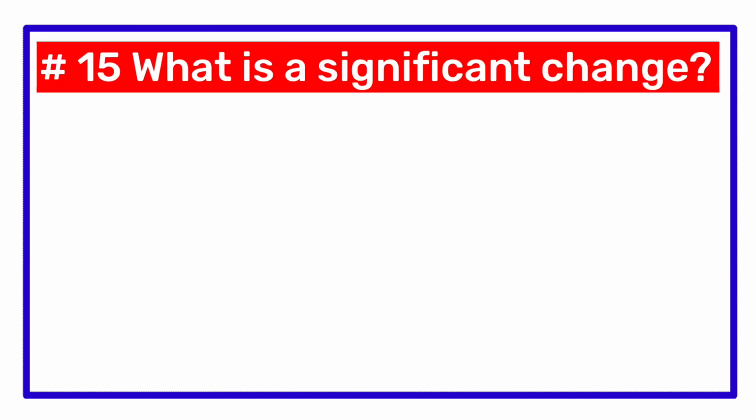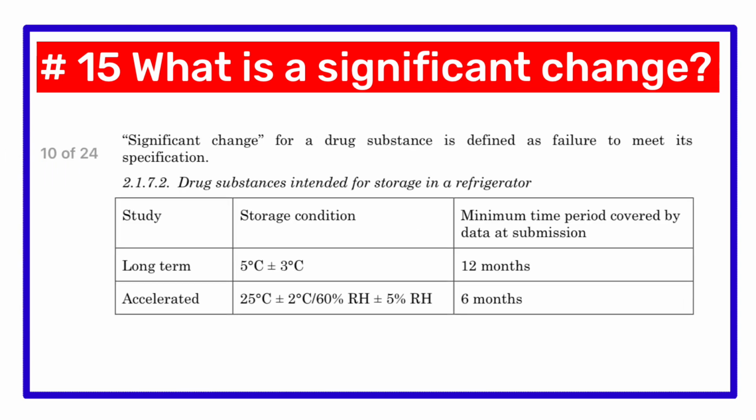Question number 15. What is a significant change? So the answer to the question is significant change for a drug substance is defined as a failure to meet its specification. This definition you will find on page number 10 of the ICH Q1AR2 guideline. So let me tell you once again in a simplified way. During the stability studies testing, if a drug substance or drug product fails to meet its specification, then that failure will be called a significant change.